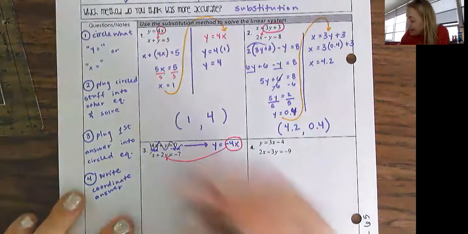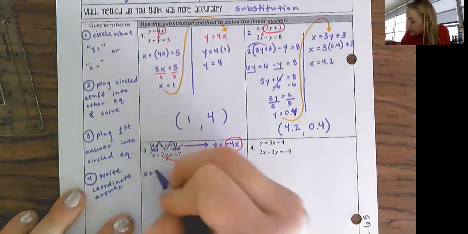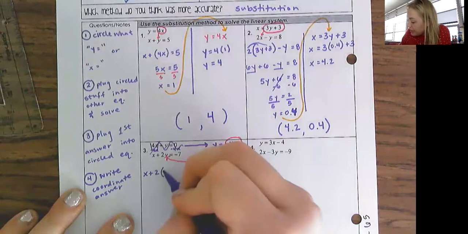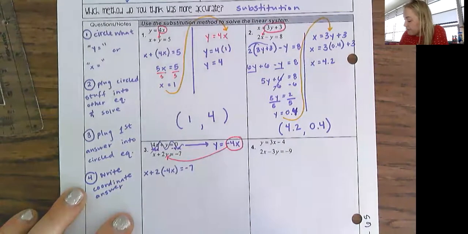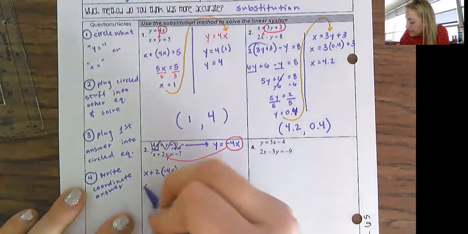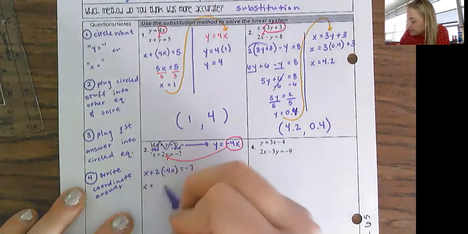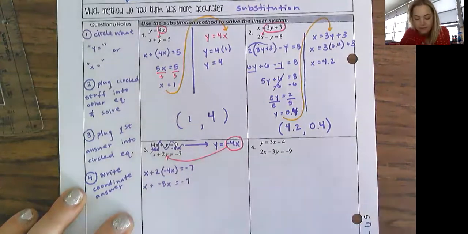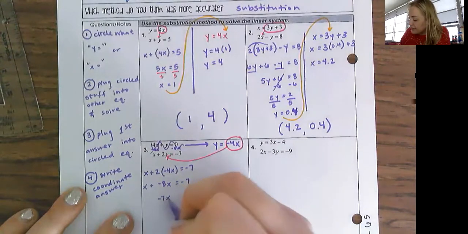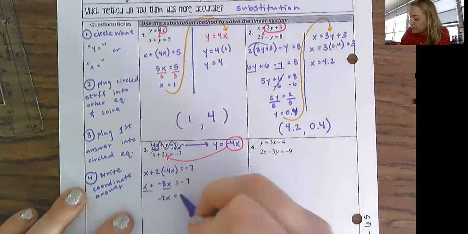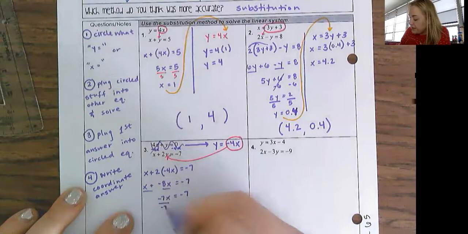Okay, when I do that, I've got x plus 2, but instead of y, I'm putting negative 4x equals negative 7. Okay, so x plus, and then 2 times negative 4x is negative 8x equals negative 7. And then when I do 1x minus 8x, I get negative 7x, because those are like terms, equals negative 7. Divide by negative 7 on both sides, and x equals 1.